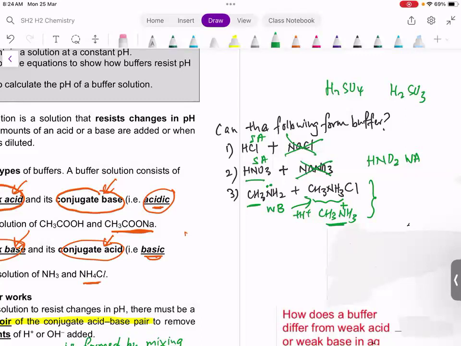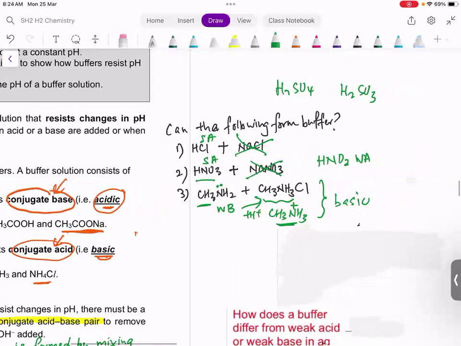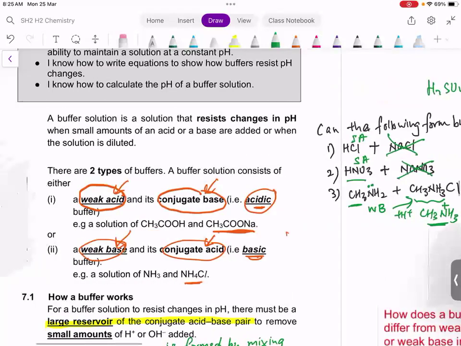Acidic buffer or basic buffer? Basic buffer. And what does basic buffer mean? It maintains pH above 7. It will keep the pH value constant at above 7. And what is this specific value? It depends on the ratio of your weak base and the salt. So basic buffer means that it tries to maintain pH above 7 at a certain value. Can? Right, so let's move on.